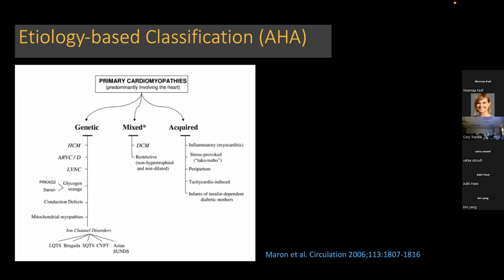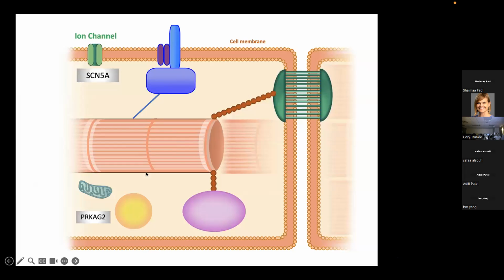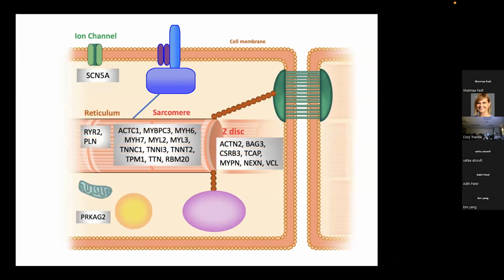The American Heart Association had different classifications of primary cardiomyopathies, genetic versus acquired, and some mixed in between. The genetic have most of the diseases. The mixed between the acquired and genetic are dilated and restrictive cardiomyopathies. This is an illustration of the cardiac myocyte with the different genes encoding for different proteins. This is the sarcomere proteins, and this is the common genes associated with encoding for these proteins. Any disruption of these genes will lead to different types of inherited cardiomyopathies.